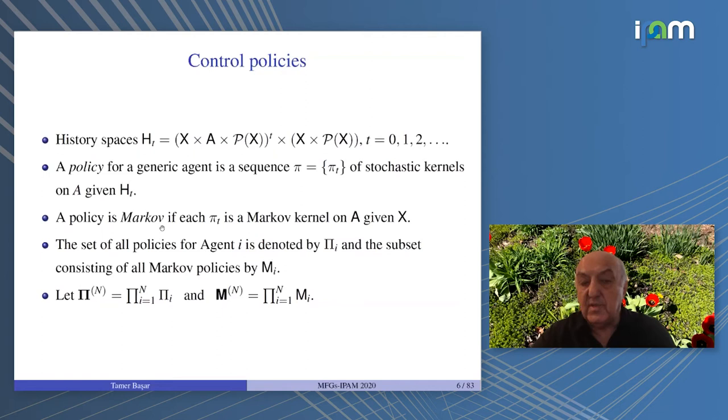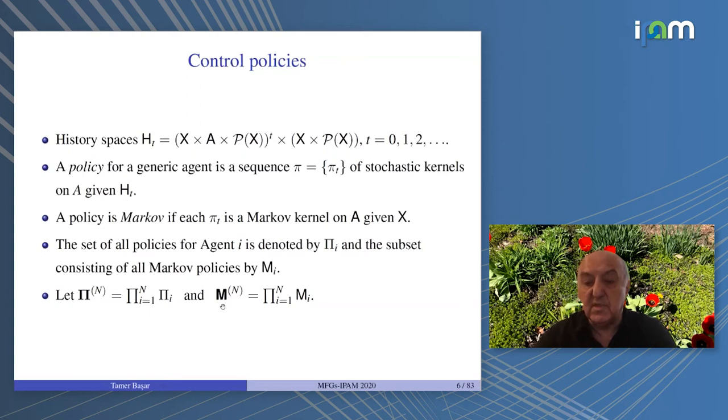And we'll be interested in Markov policies, and we can show that there is no loss of generality for this problem, where pi sub t is a Markov kernel on A given X. I'm going to denote the set of all policies for a particular agent i by pi sub i, and the set of Markov policies, with appropriate topologies, by M sub i, and the product of all these spaces over all agents by bold pi and M.